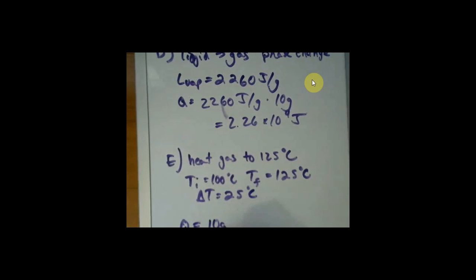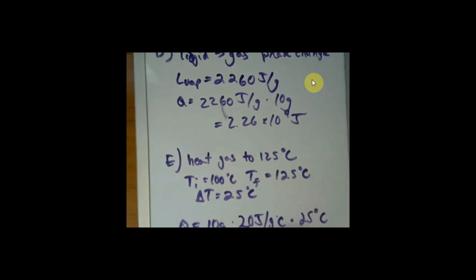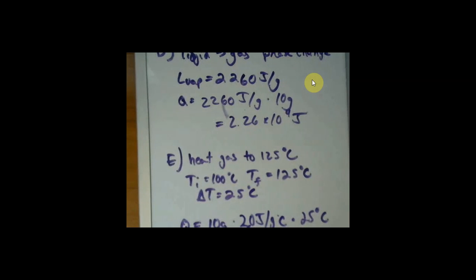Q equals 10 grams. Our specific heat of water vapor is 2.0 joules per gram degrees C times 25 degrees C. And if you plug all of that in, you should get 500 joules. And your book says 502 joules. So we'll call that good.